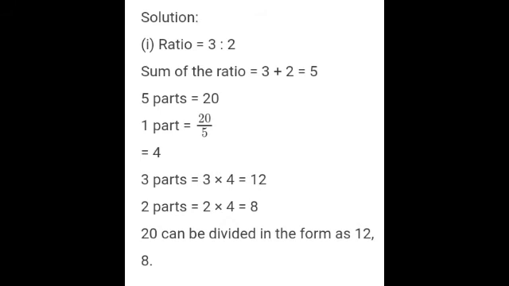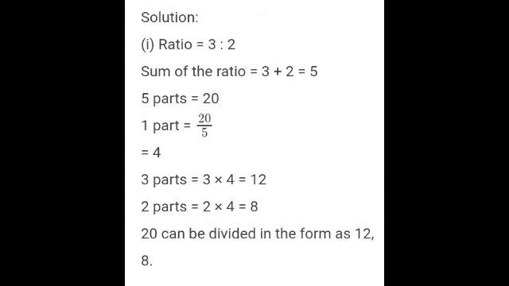Okay. So now we'll have 5 parts. Totally how many parts do we have? 5 parts. So 5 parts is equal to 20, means what is the value of one part? 20 divided by 5, which is equal to 4. Yes. So we have totally 3 parts and 2 parts, then only we will be getting 5 parts. Now we'll find out 3 parts. 3 parts is equal to 3 into 4, that is equal to 12, and 2 parts is equal to 2 into 4 is equal to 8.